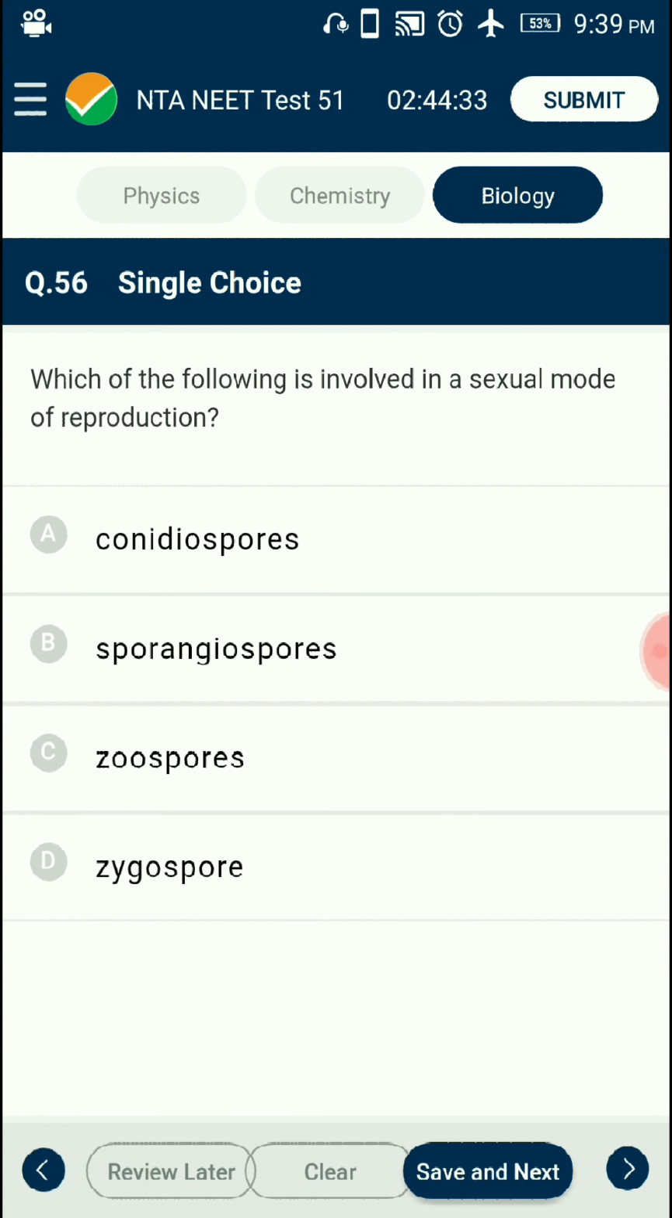Question number 56. Which of the following is involved in a sexual mode of reproduction? Zygospore is a reproductive stage of fungi and many protists which is in the diploid stage. Zygospores are formed in the zygosporangia of fungi and are involved in the sexual reproduction process. Phycomyces shows the formation of zygospore formed by the fusion of gametes. So the answer is option D, zygospore.